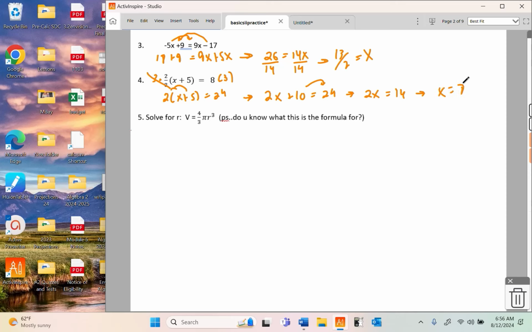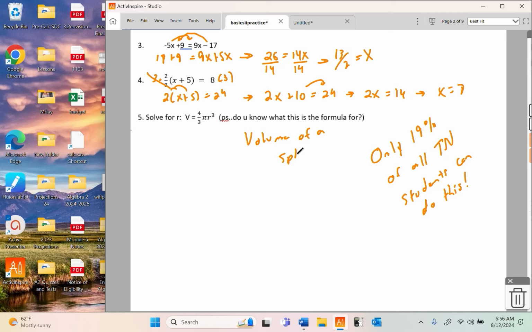Number 5 is rewrite an equation. I don't remember the numbers on here, but I think it's something like only 19% of the state of Tennessee can do this. And that is just, oh, God, that's bad. If you don't know what the formula is, that is the formula for the volume of a sphere. Anyways, I want to solve this thing for r.